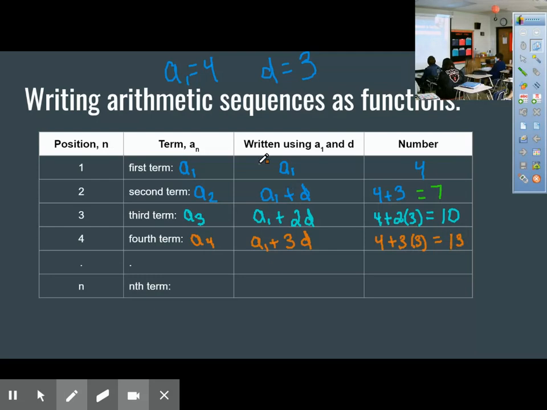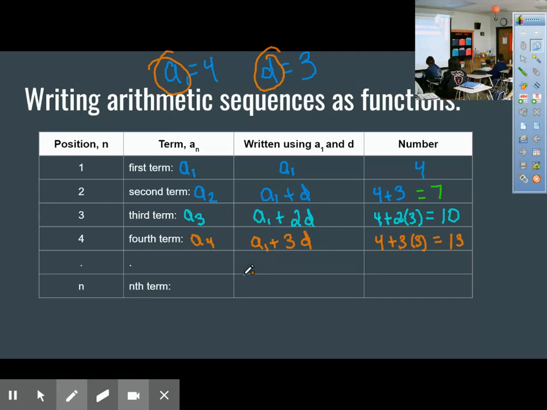So just using your A1 and your D, you need to come up with a function, because what if they ask you for the 100th term? Are you going to want to sit there and go through and go 4, 7, 10, 13, 16, 19, 22? Are you going to want to sit there and do that 100 times? No, you're just going to want to type it into a formula and find it right away. What has been the same on all of these? Yeah, you're just going up one more.